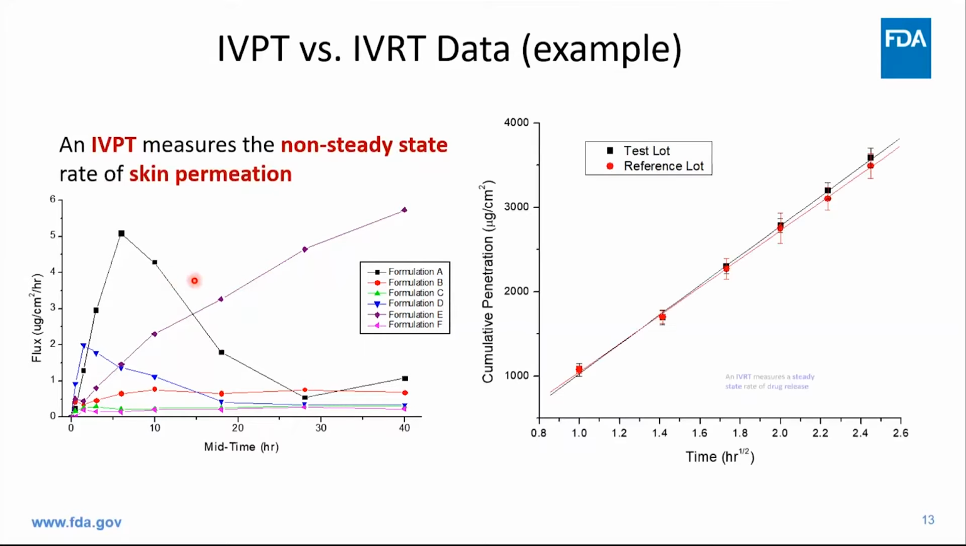This is by contrast to an in vitro release test, which has steady state kinetics and measures the steady state of drug release, not permeation, but it's one steady state rate.